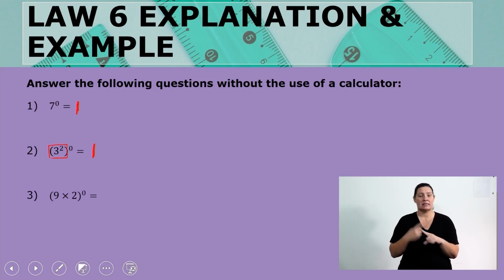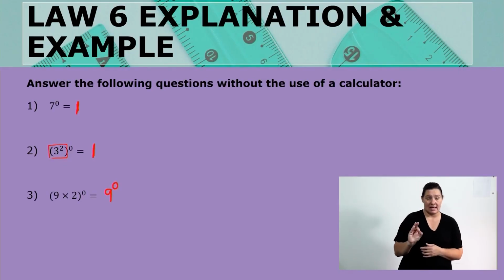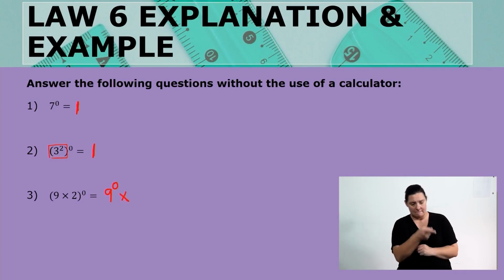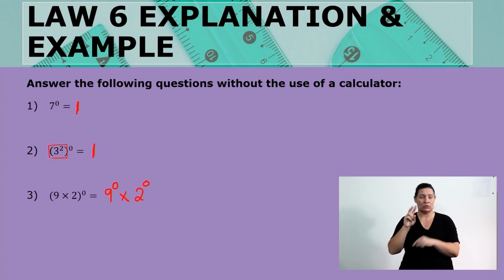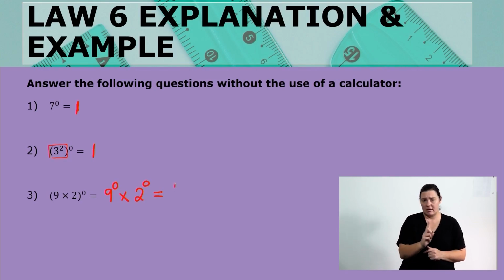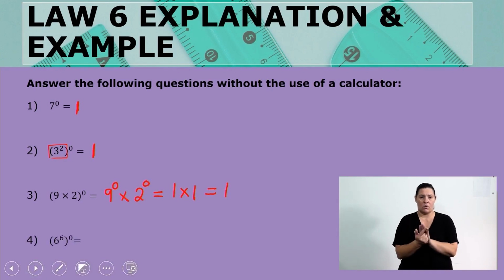We have 9 multiplied by 2 raised to the exponent 0. So you can apply the law that speaks about having a product raised to an exponent. Remember, each number, each factor is going to get that exponent. So we have 9 to the exponent 0 multiplied by 2 to the exponent 0. That simply gives us an answer of 1 multiplied by 1. And our final answer is still 1, to show that these laws mean the same thing or they work together.